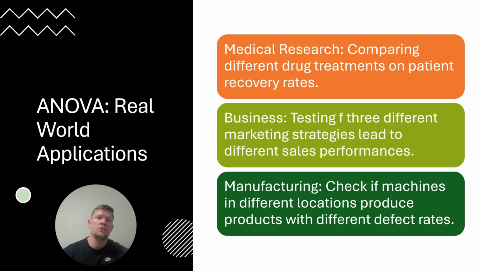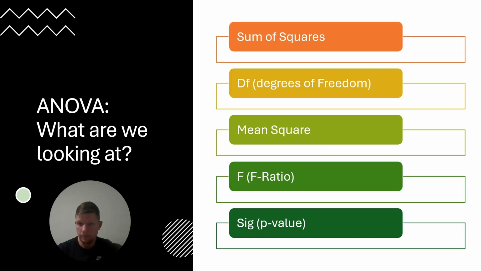Manufacturing companies rely on consistency in their production lines, but sometimes machines in different locations may produce varying results. ANOVA can be used to check whether defect rates differ significantly between machines in different factories. If one machine has a higher defect rate, it might need maintenance or calibration. This kind of analysis helps manufacturers maintain quality control, reduce waste, and optimize production effectively.